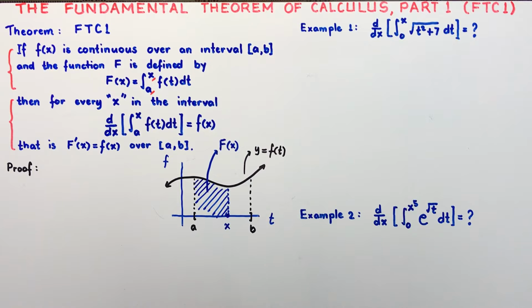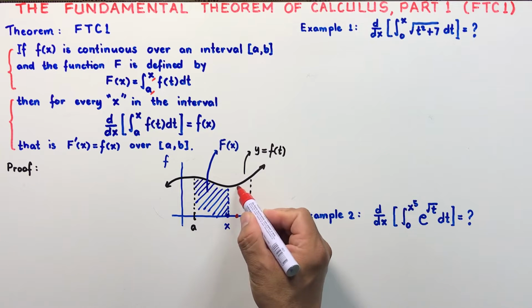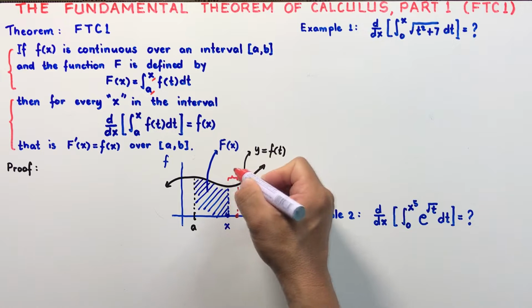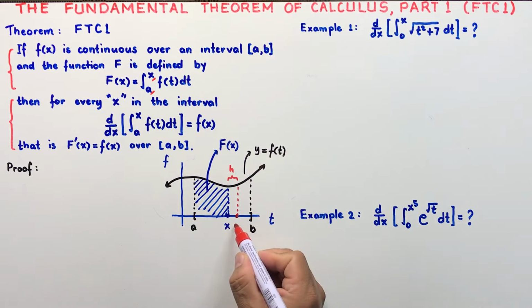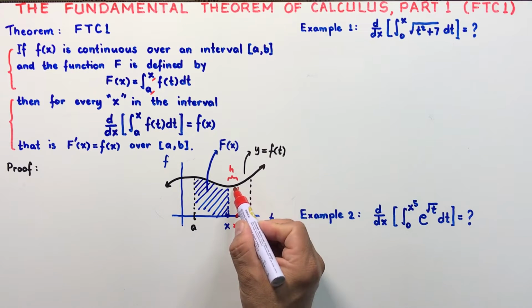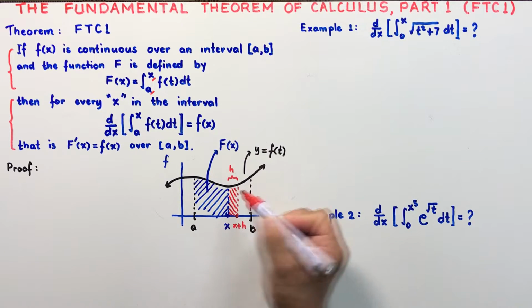And if you are going to pick a little bit to the right of this x, say this one here, at this point, there is an increase of h. So this point is x plus h. So there is an increase in the area by this part here.